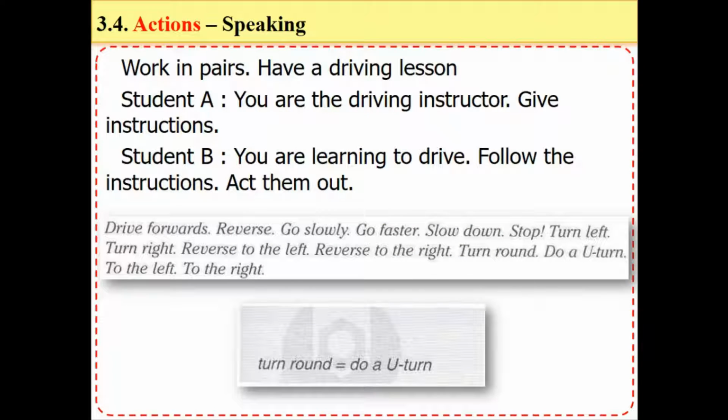And now speaking. Work in pairs. Have a driving lesson. Student A, you are the driving instructor. Give the instructions. Student B, you are learning to drive. Follow the instructions. Act them out. Drive forward, reverse. Go slowly. Go farther. Slow down. Stop. Turn left. Turn right. Reverse to the left. Reverse to the right. Turn round. Do a U-turn to the left. To the right.